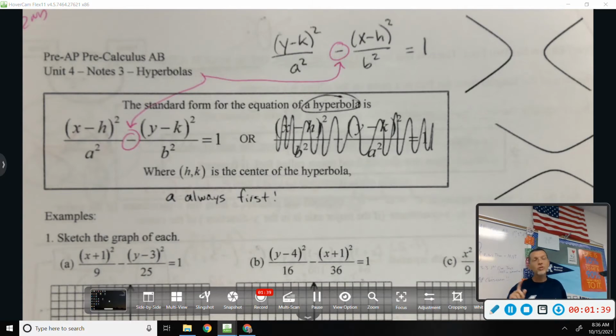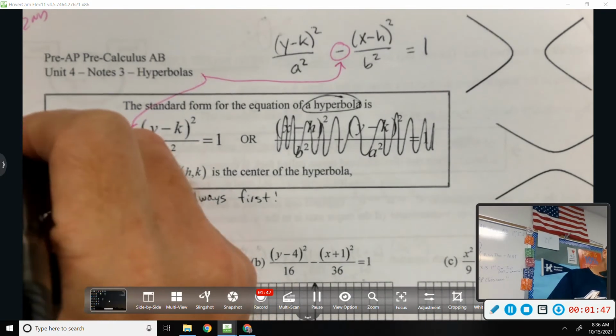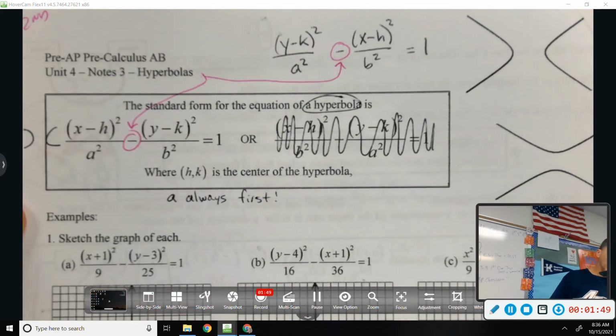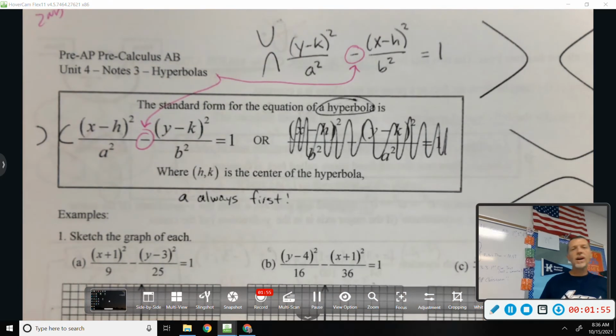A still controls which one is the main axis. So the main axis is whoever comes first. If x comes first, then this is a left and right hyperbola. If y comes first, then it's an up and down hyperbola. So which one comes first is more important for a hyperbola.